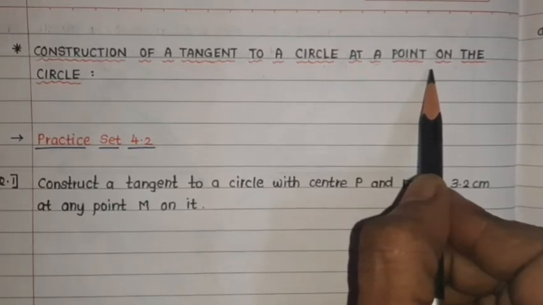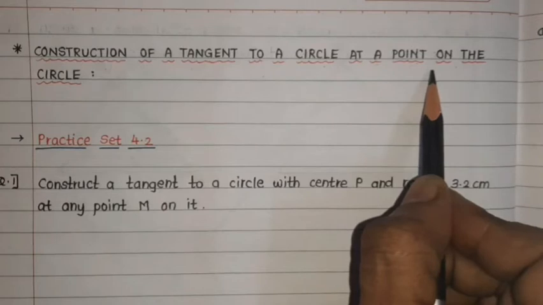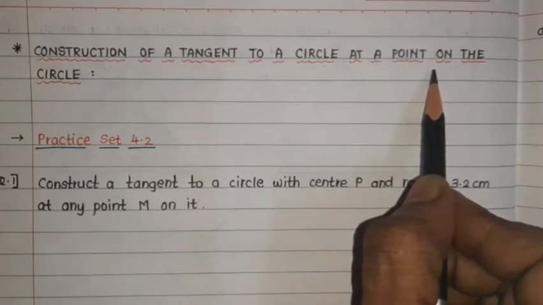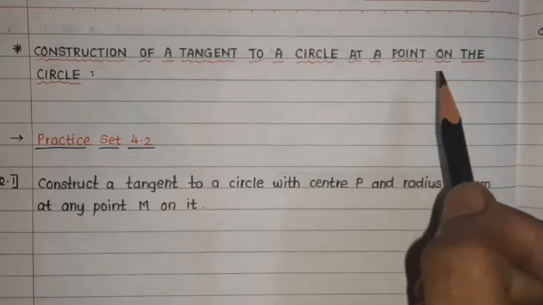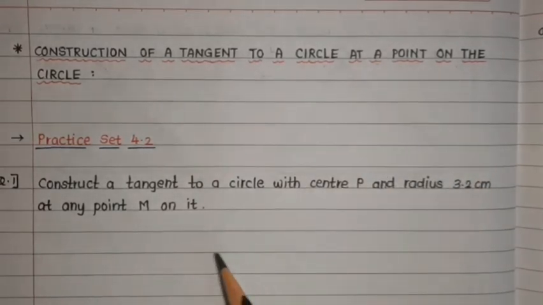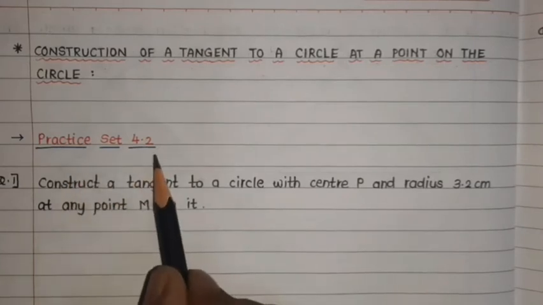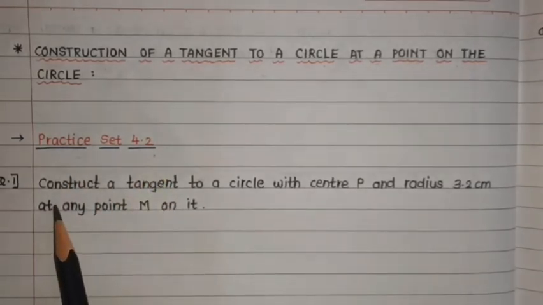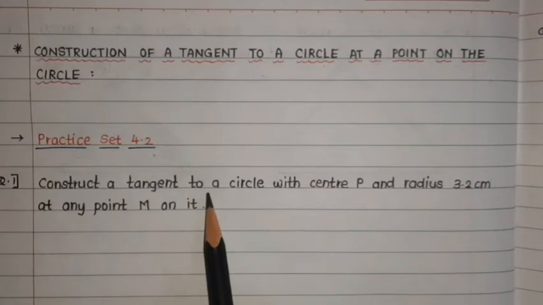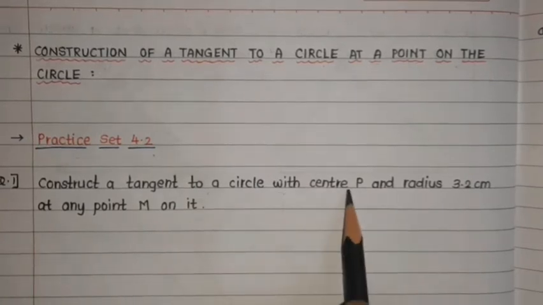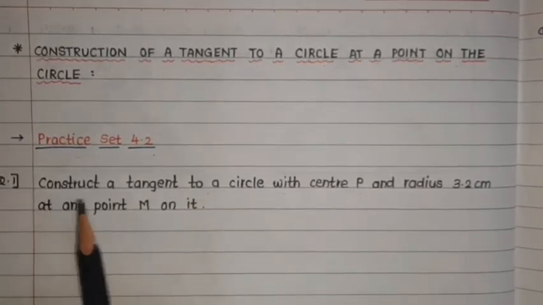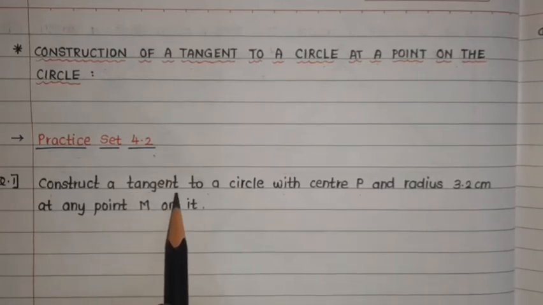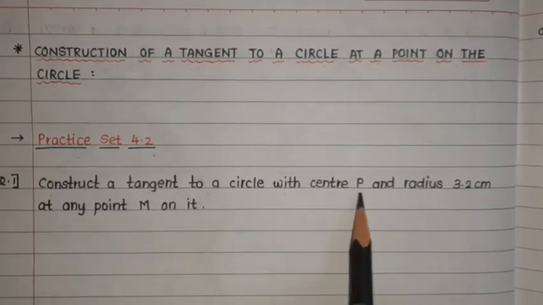Just now I explained to you that when we have to draw a tangent passing through a point which is on a circle, we can draw one and only one tangent. Now we start with how to construct the tangent. See practice set 4.2, question number 1. Construct a tangent to a circle with center P.